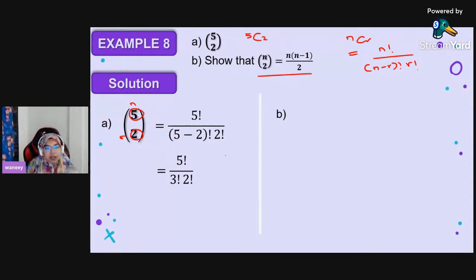Okay, so 5 factorial, this is 5 times 4 times 3 times 2 times 1 over 3 factorial, 3 times 2 times 1. 2 factorial, 2 times 1. And then you divide them. So when you simplify them, it will become 10.